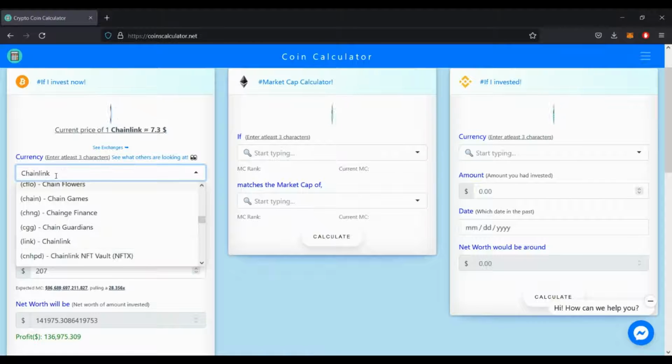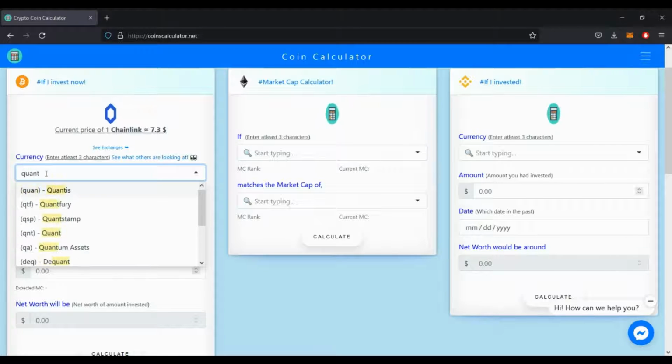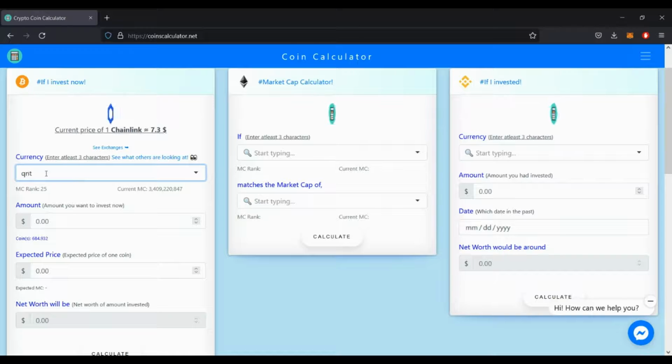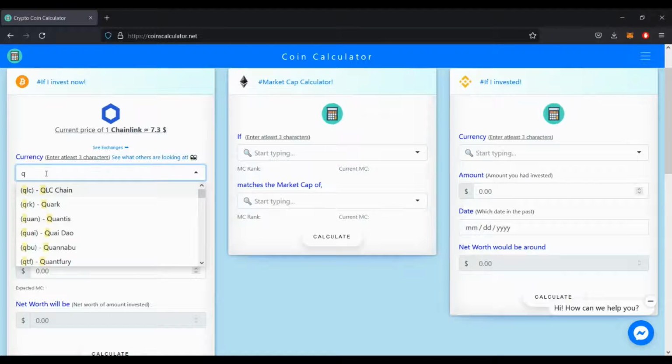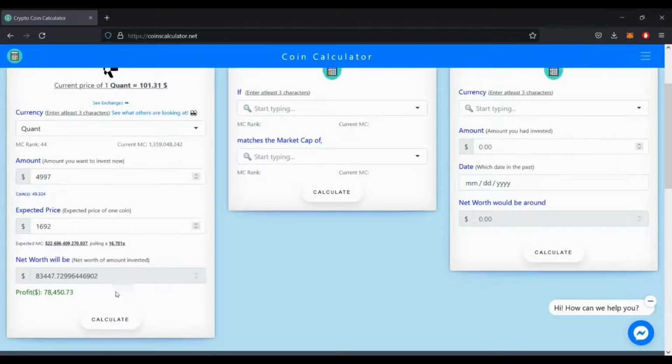And we can do the same for Quant as well. If we type in Quant, there we have Quant. Alright, and our minimal extension target is around $1,692. And let's say we invested $5,000 into it as well. Hit calculate, and we get $78,000, which is much less, but it's still very good profits for what it's worth.